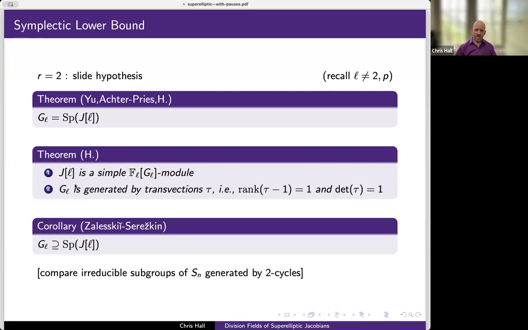What we did for this symplectic theorem was to say, great, we have something irreducible, really simple, generated by a bunch of simple elements. Those are transvections. And as a result, we must be looking at the entire group. So that's the flavor of at least the proof that I took.